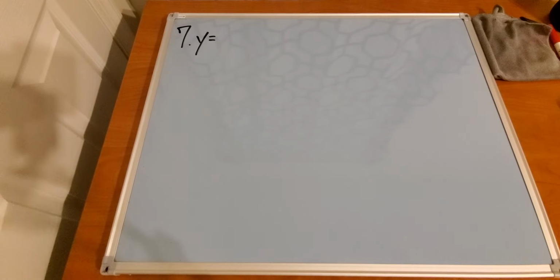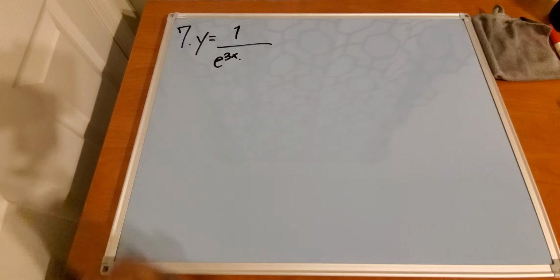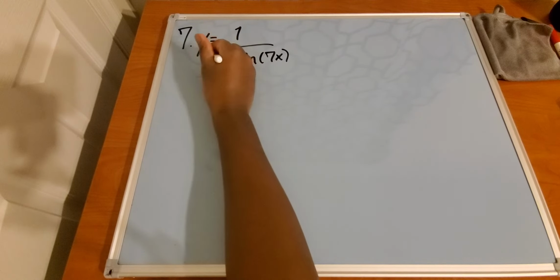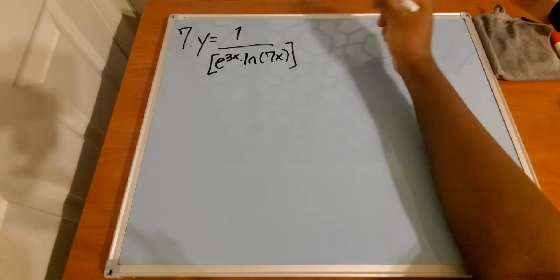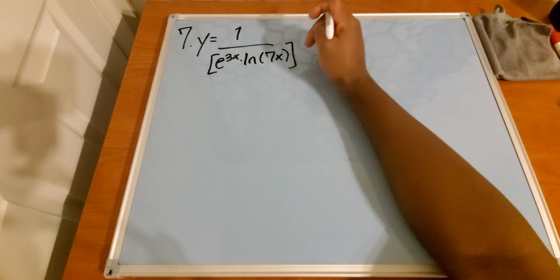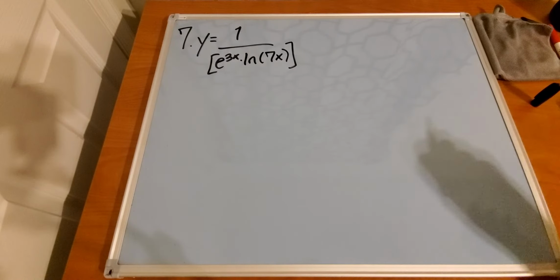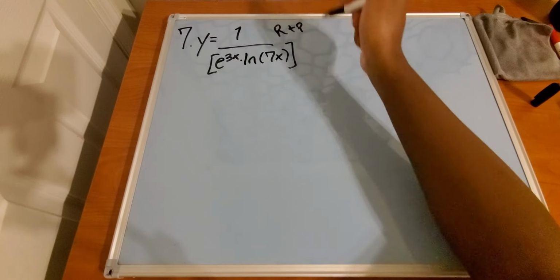So for question number 7, we have 1 over e to the 3x times the natural log of 7x. True to form, let's identify our components. That's what we've been doing for the entire video. So this entire part is our function we'll be using the reciprocal rule on, and this part in the denominator is our denominator function. I'm not going to write it out because I would like to save time on that. This one is going to be a reciprocal rule and a product rule.